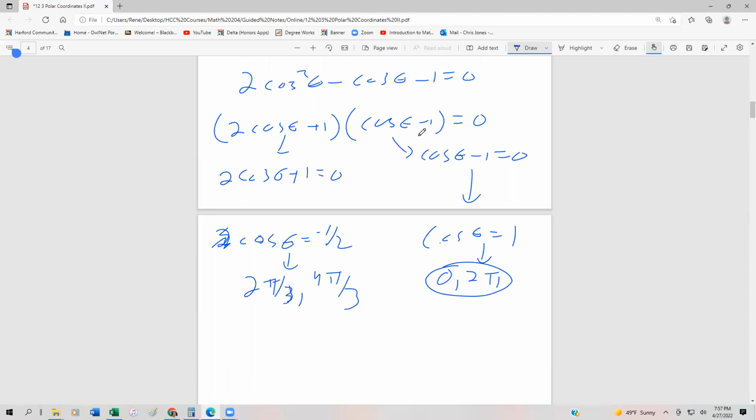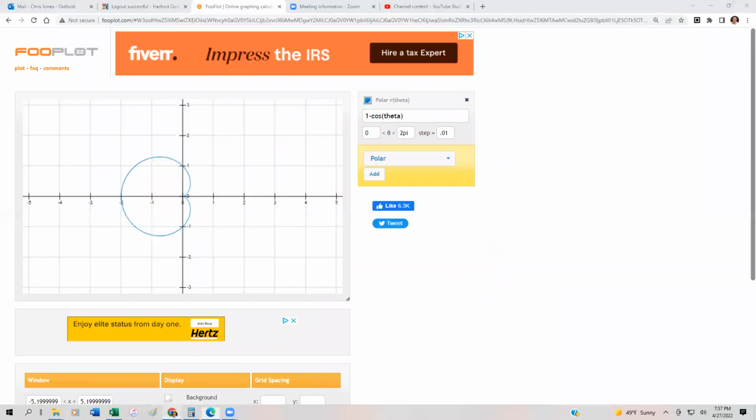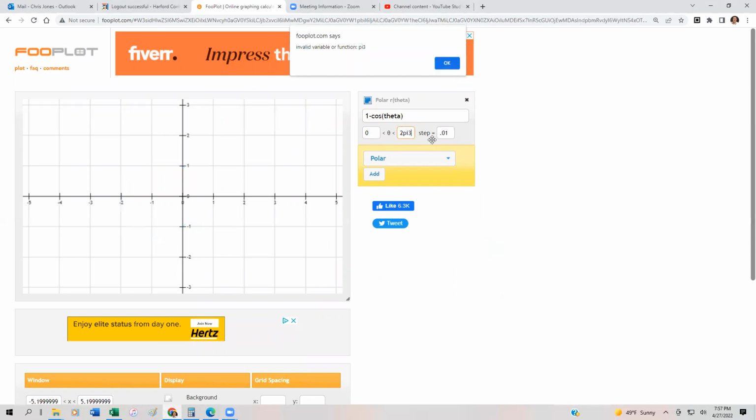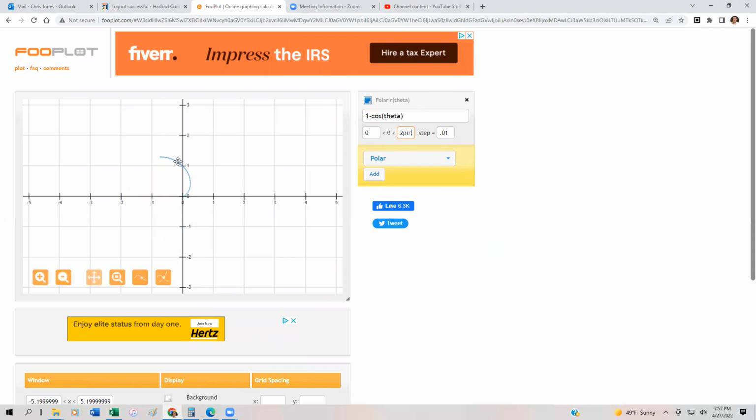Now, of course, we want to look at the graph to make sure that this makes any sense whatsoever. A trick that we can use is to change the bounds here. For instance, I could go from 0 to 2 pi over 3. And remember, we're looking for horizontal tangents. So that's a point right there on the graph. If I go back through, it looks like right here indeed is a horizontal tangent. That makes sense. And then down here, maybe we use 4 pi thirds.